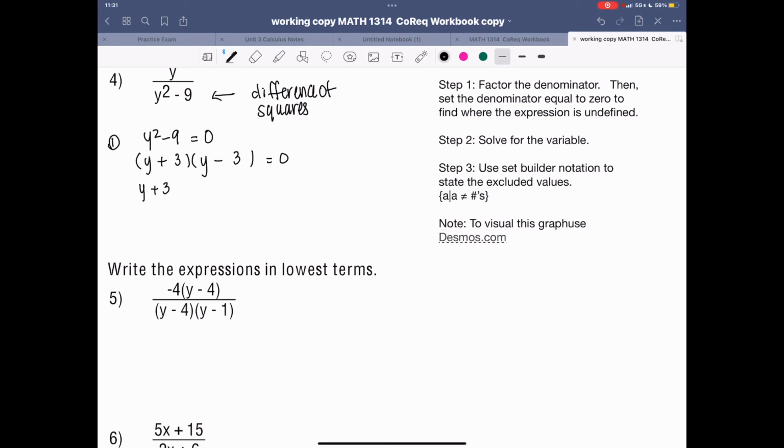Y plus 3 equals 0. Y minus 3 equals 0. This is step 2. So now we're going to solve for the variable, minus 3 from both sides. Y equals negative 3. Add 3 to both sides for this other one because it's a negative. Y equals 3. And then step 3 says use set builder notation to state the excluded values. Both are excluded values.